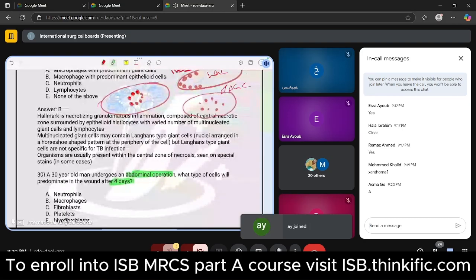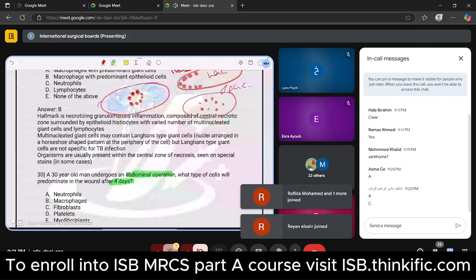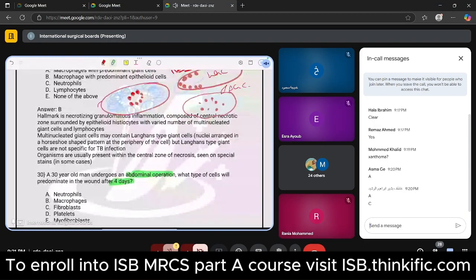Dr. Asma said neutrophil. Neutrophil is just in the first or second day. It is a very early change. 4 days is a lot of days. 4 whole days, right? The wound is in which stage right now? So yes, you said it is C. That's correct, the fibroblasts. Let me explain.